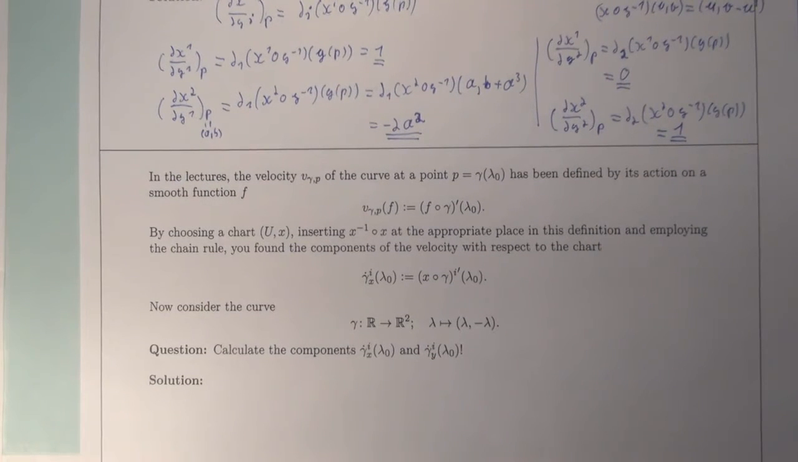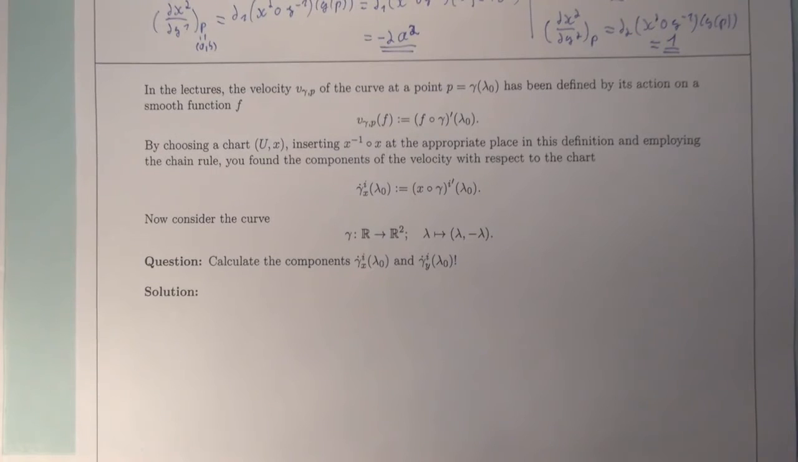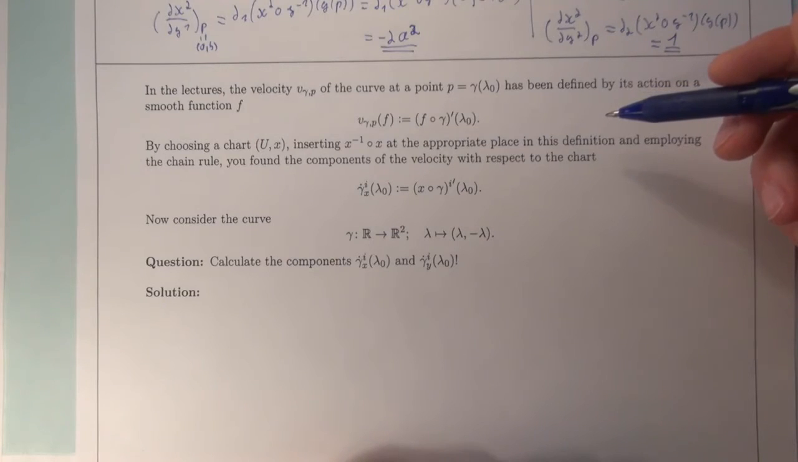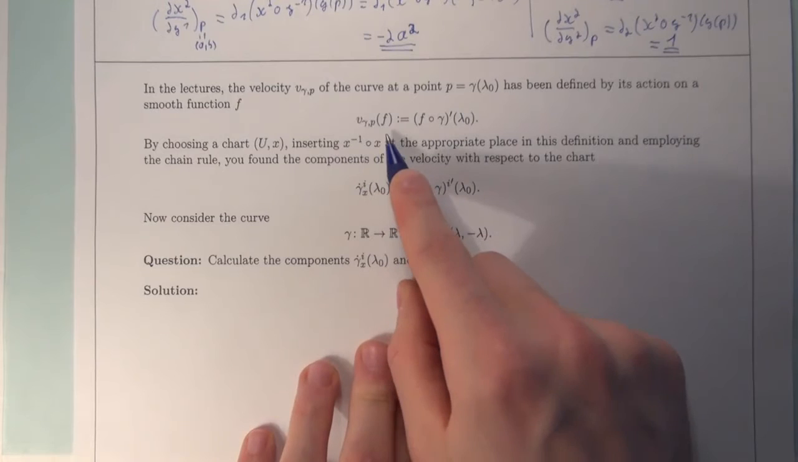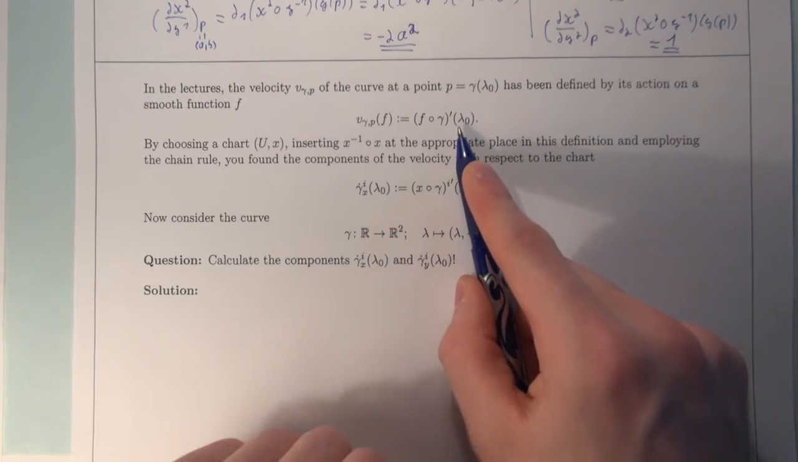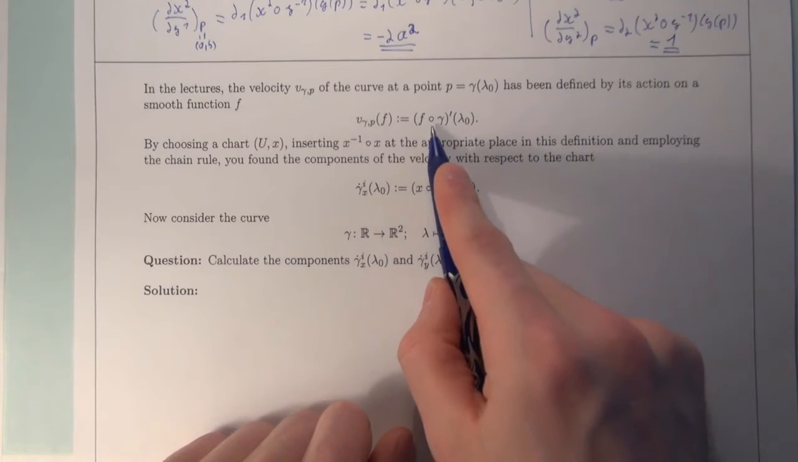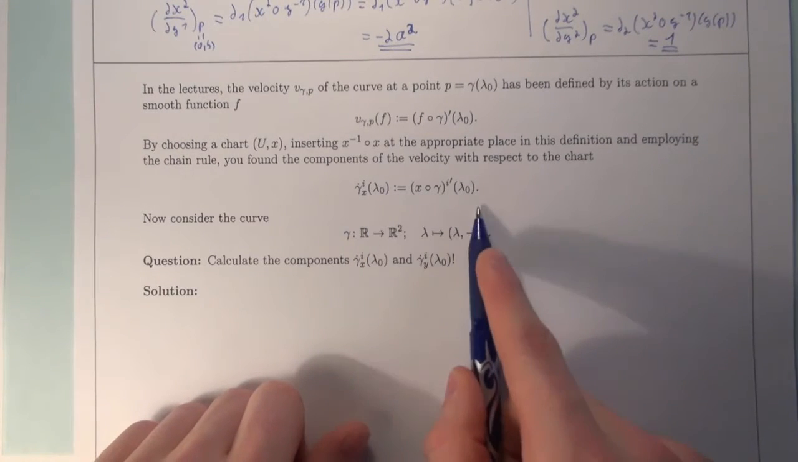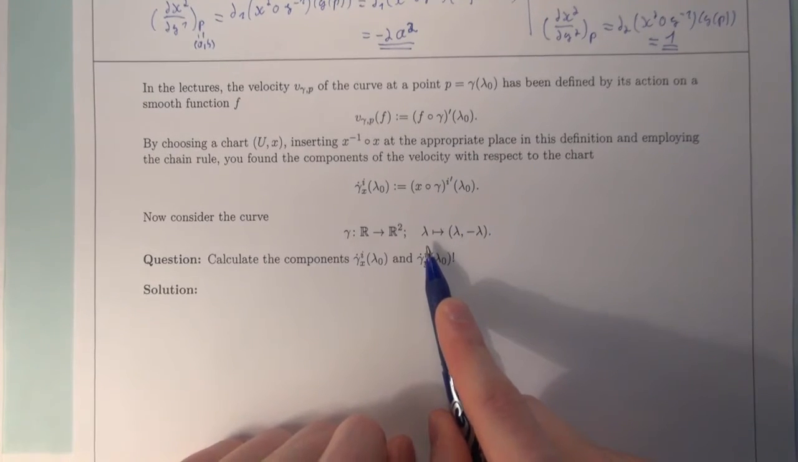Now, here's a text where the transformation of vector components is being recalled. So a vector was defined by its action on a smooth function, like this. And we already did it in the first exercise. You can extract components with respect to a basis by inserting the identity map here and applying the multidimensional chain rule, and you get these components here. And these components we want to calculate for this specific curve. So let's do it.